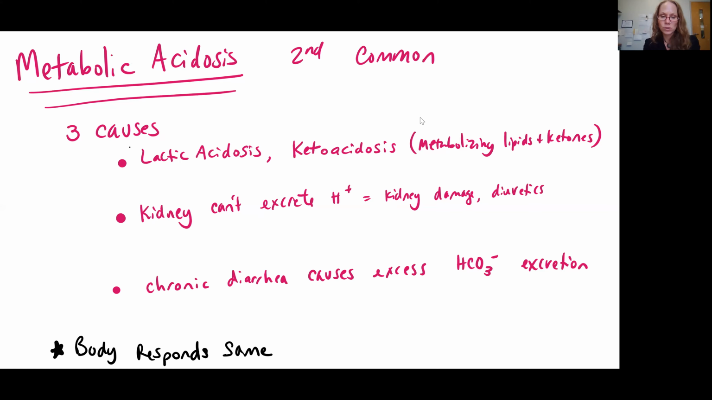Metabolic acidosis can be caused by a kidney that's damaged and not excreting hydrogen ion, or if you're taking diuretics and that's interfering with your ability to excrete hydrogen ion. And then chronic diarrhea can also cause an excess bicarbonate ion excretion, which can then mess up your buffer systems. So you might see that too. But basically the responses from the body are the same no matter what the cause is.